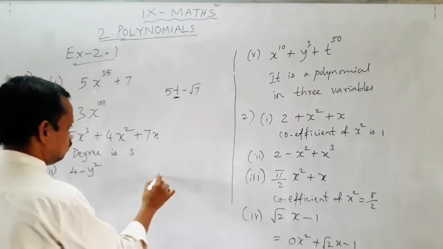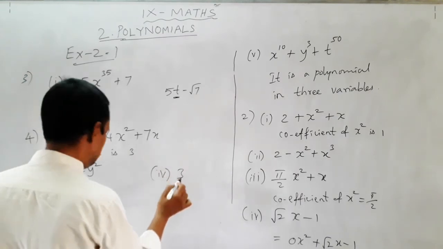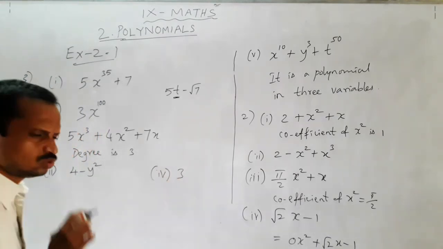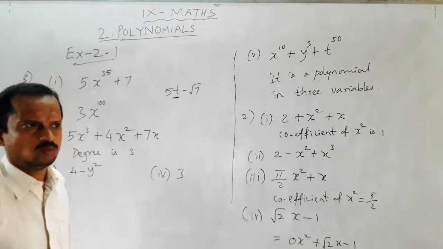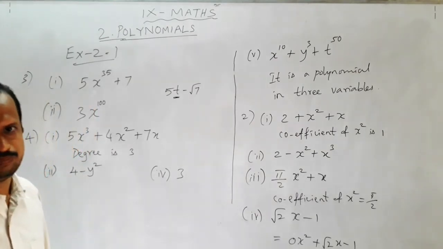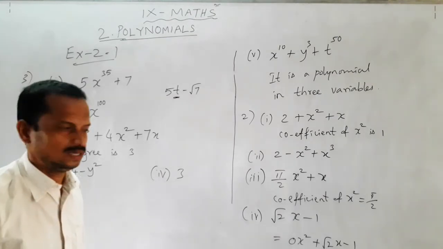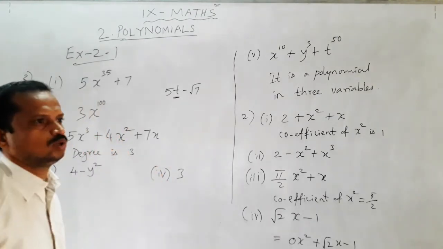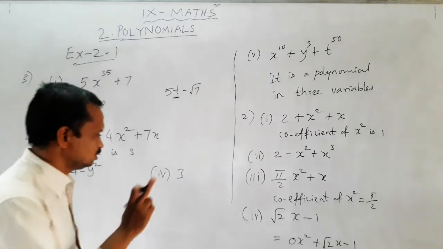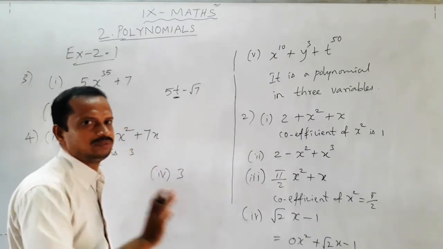And the next one, 3 alone is given. You see option 4. 3 alone they have given. So 3 is a polynomial. What polynomial? Constant polynomial. If it is 0, it is the zero polynomial. But other than 0, it is called non-zero. So this is a non-zero constant polynomial.